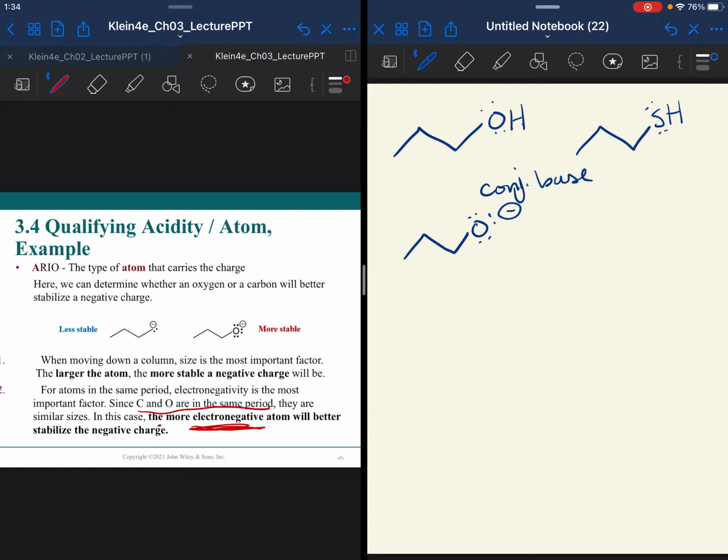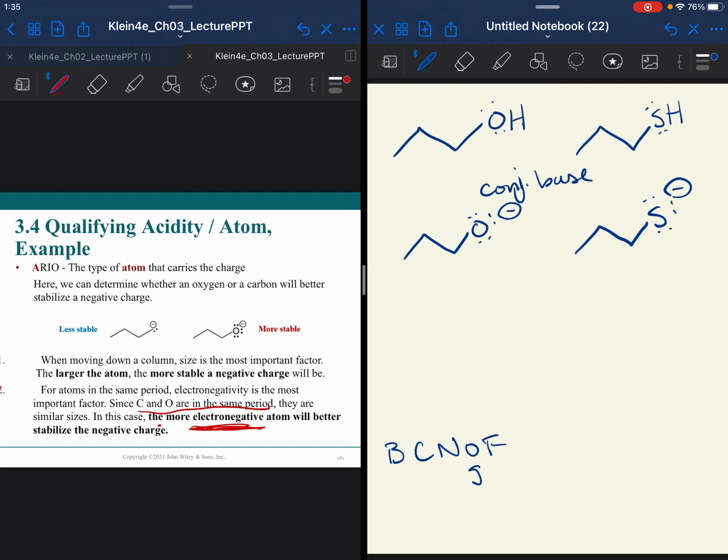Sulfur is also an element with 6 valence electrons, so it has the same bonding pattern as oxygen. When we remove the proton, we get an extra lone pair and a negative charge. Now, when you consider the periodic table, so we'll draw this back in here again, boron, carbon, nitrogen, oxygen, fluorine. Sulfur is right here. Sulfur is in period 3. When you think about the trend of electronegativity, oxygen is more electronegative.